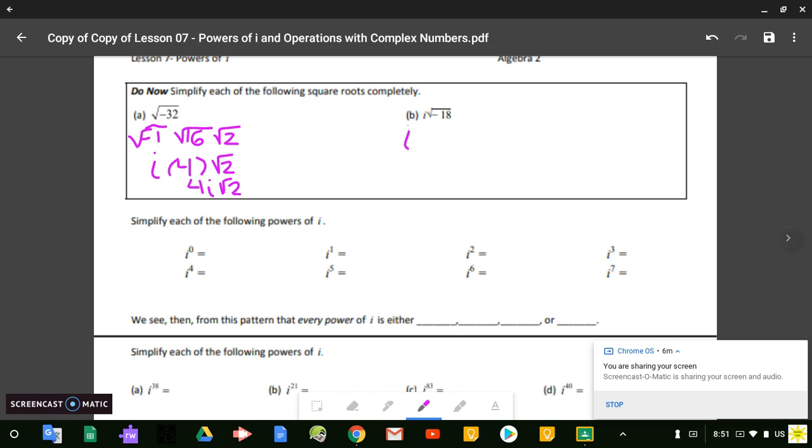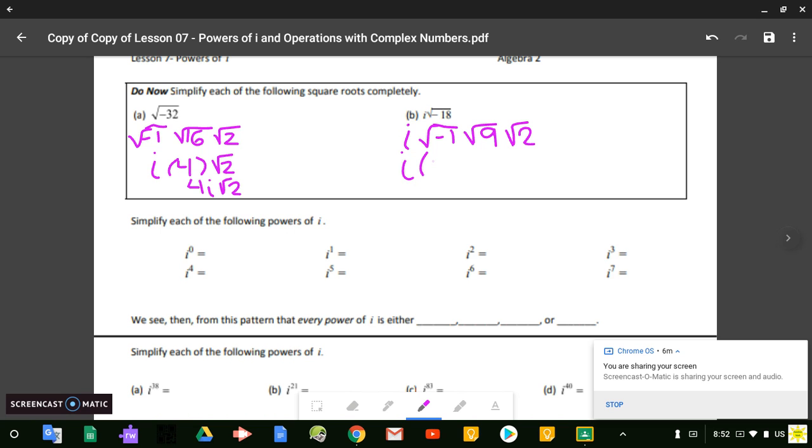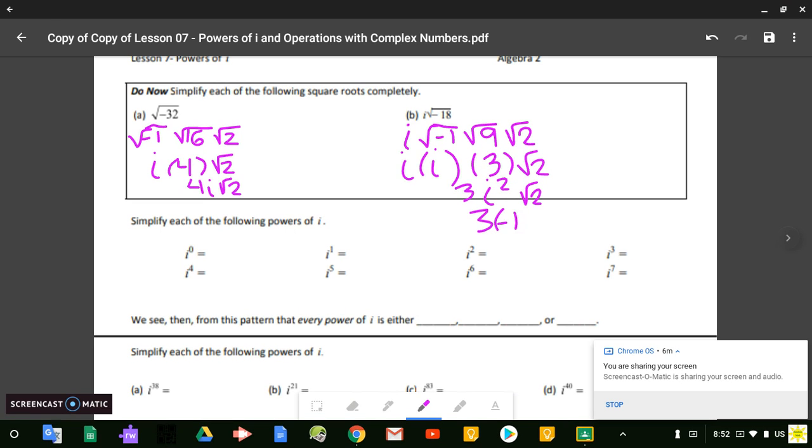Next, I have an i on the outside. I'm going to break this down with a -1, a 9, and a 2. So my -1 is going to become an i. The square root of 9 becomes a 3. And this is going to stay the square root of 2. So I have 3i squared radical 2. Remember, i squared is the same as saying -1. So this is -3 radical 2.